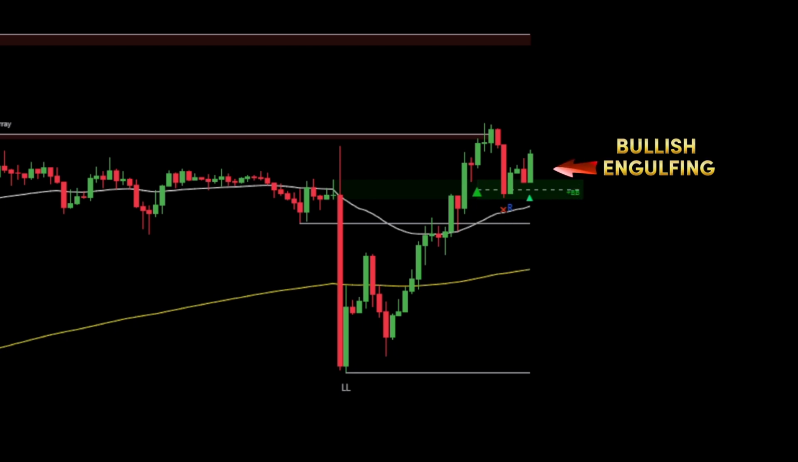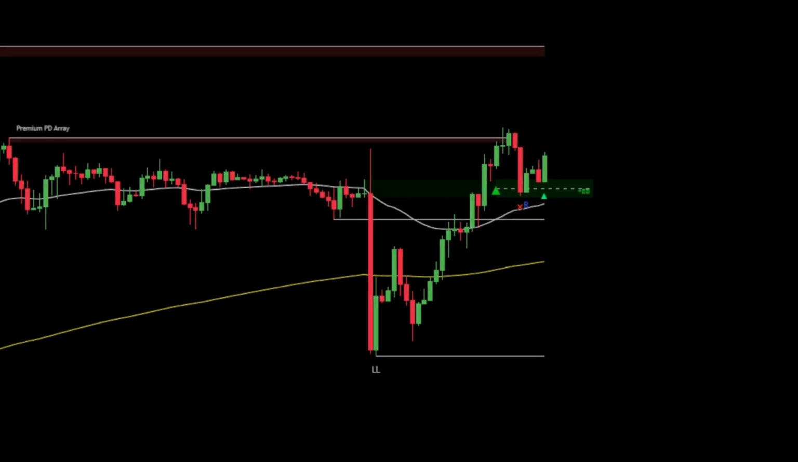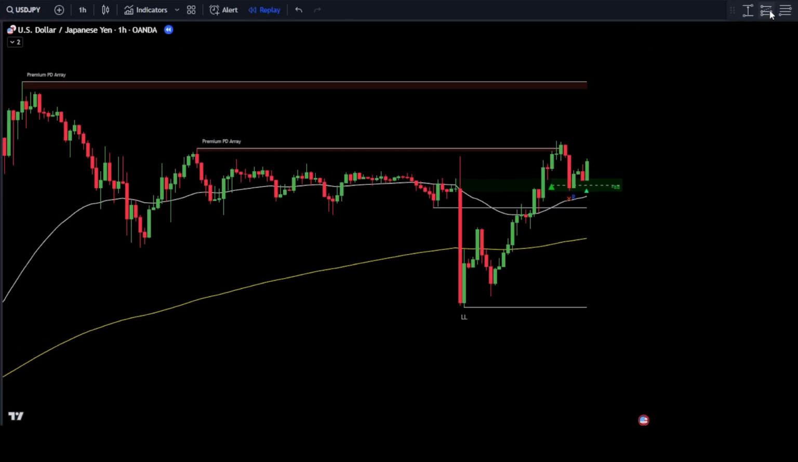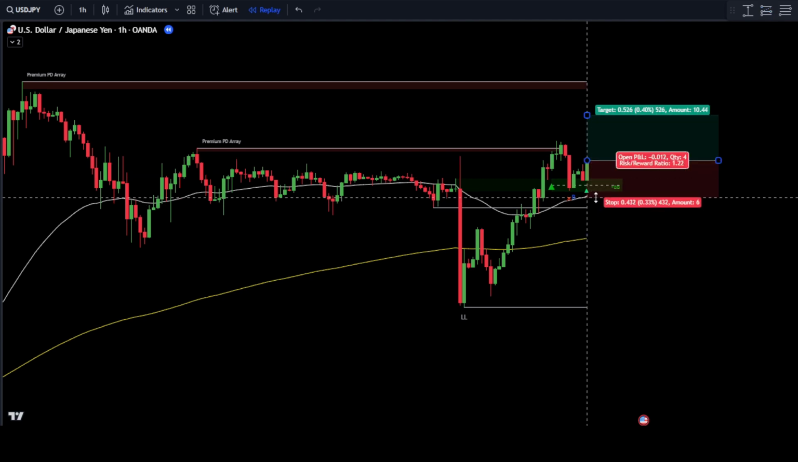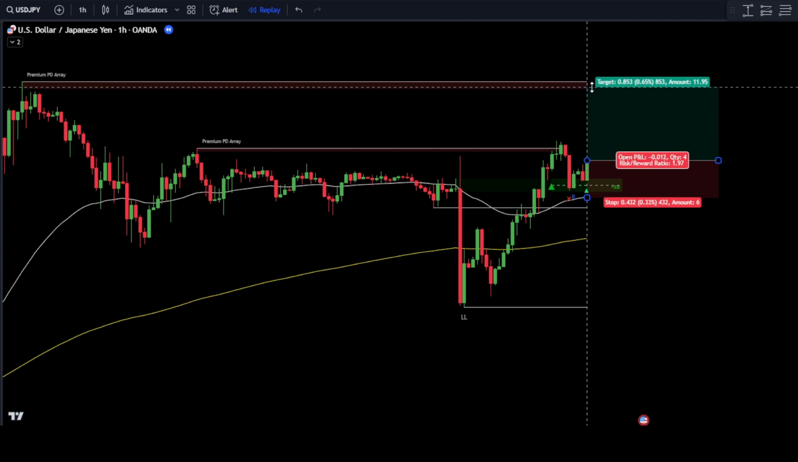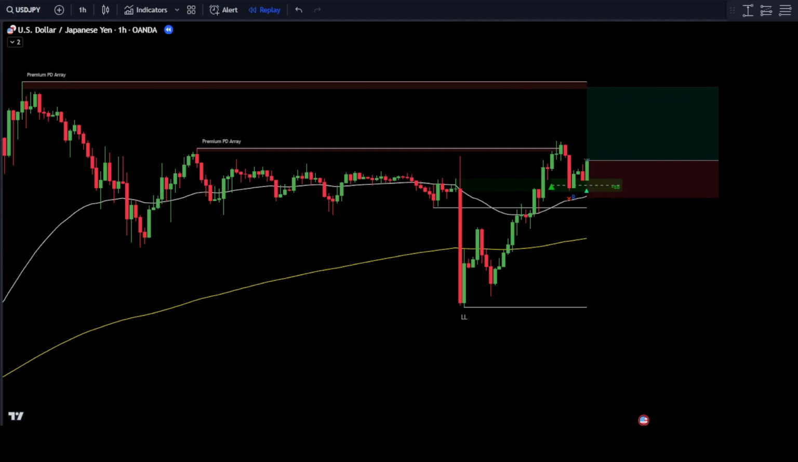area. After that, wait for a bullish engulfing candlestick reversal pattern to appear. As a final confirmation, ensure that the trend is still in a bullish position. If all conditions are met, you can place a buy order after the bullish engulfing candlestick is closed. Place a stop loss below the bullish breaker block area. Set the take profit target at the premium PD array area.